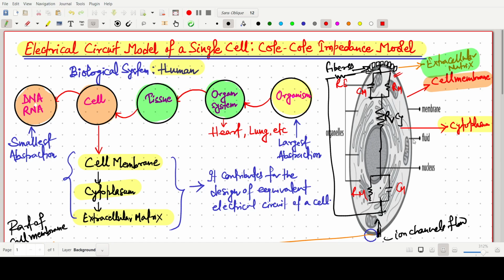This is the abstraction. We are not considering the nucleus. The nucleus is also one of the important things, but we are not considering it because it is very small. But if we go for diseases like cancer, the nucleus becomes extremely large, so then we have to consider it. Our primary concern is the basic single cell equivalent structure.